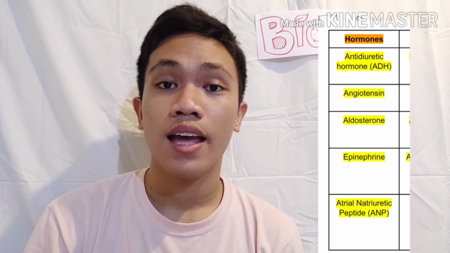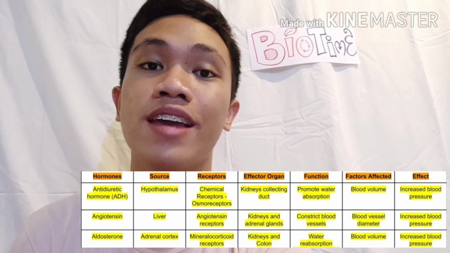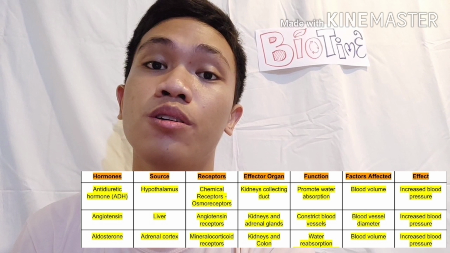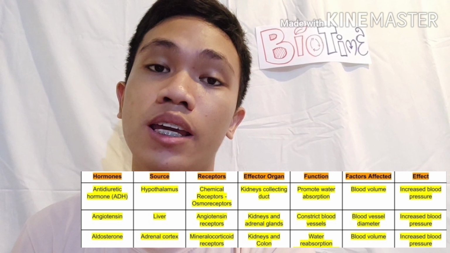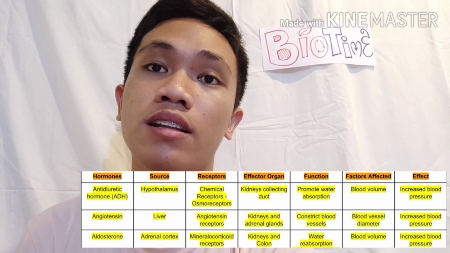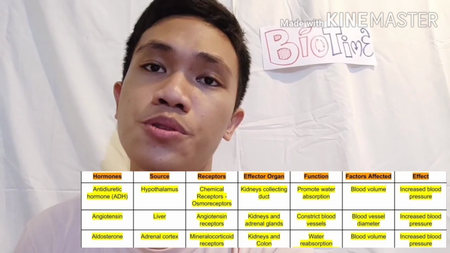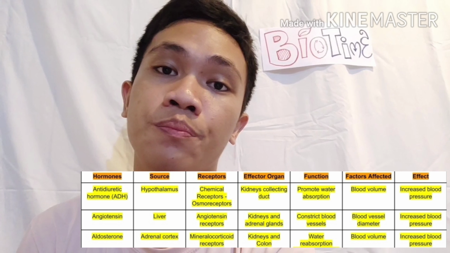Blood pressure is regulated by several hormones. These are the ADH, angiotensin, aldosterone, ANP, and the epinephrine. So the first hormone is the antidiuretic hormone, or the ADH. It is also called vasopressin, which comes from the hypothalamus, and its receptors are chemoreceptors or the osmoreceptors. It takes effect in the kidneys' collecting duct to promote water absorption, resulting in increased blood volume and blood pressure.